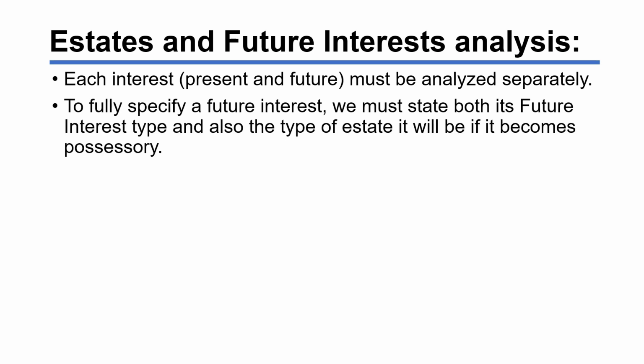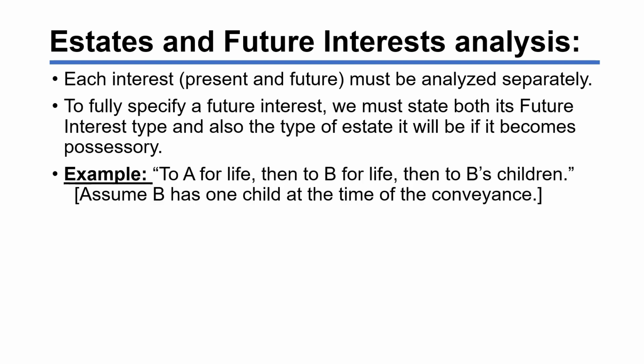To fully specify a future interest, we have to state two things about it. We have to state both the type of future interest that it is and also the type of estate that it will be if and when it becomes possessory. Let's take a look at an example that will illustrate these two principles.